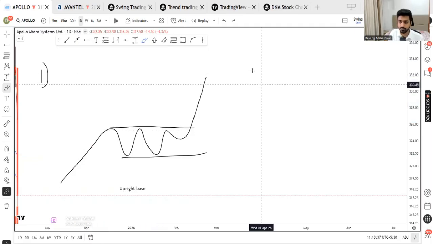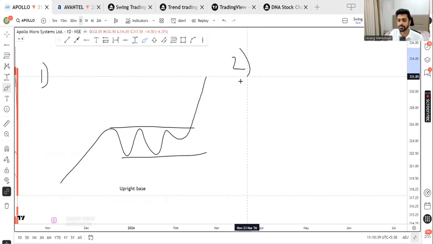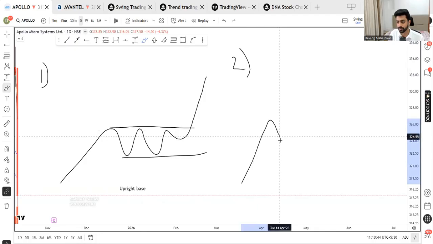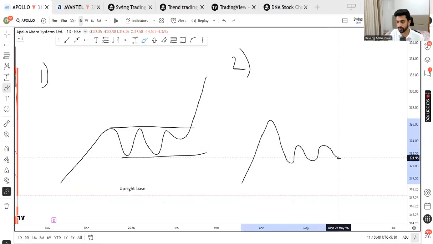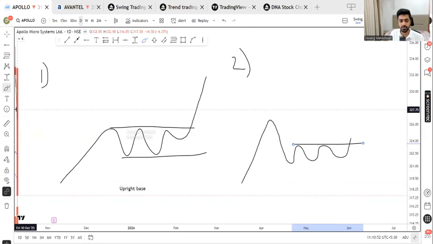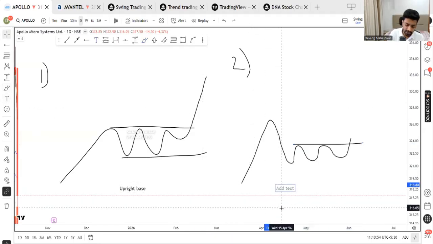Okay, second case is it moves like this, it goes fully back down and it forms a base somewhere here. Now this is called an up down base. This is popular, the three ways we are talking about in which your bases will look.